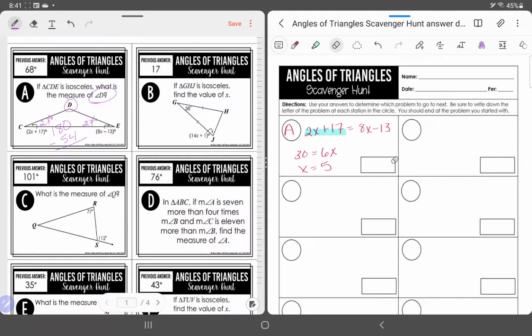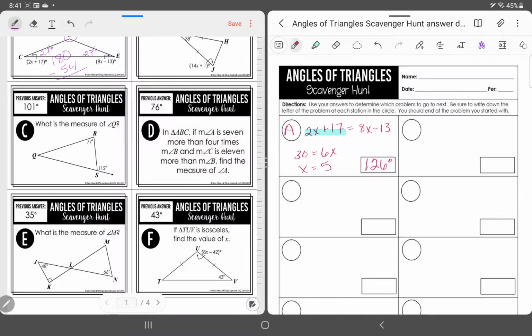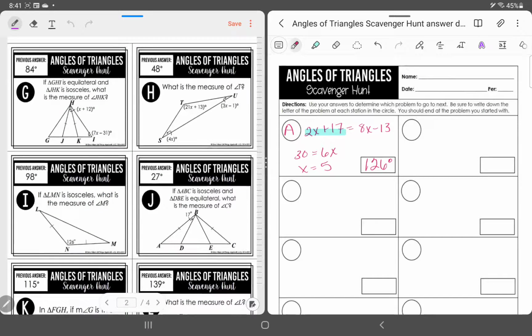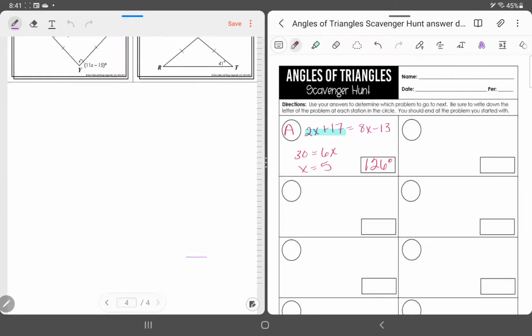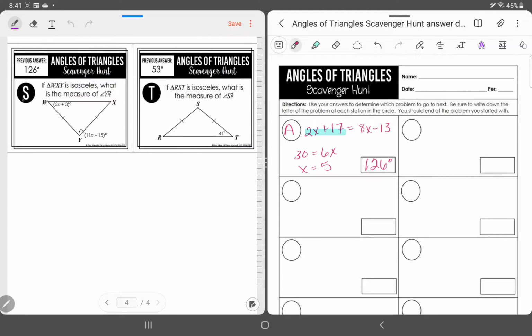You're welcome to just write it out like this. Now, once you find that, notice how it says in this part of the paper, previous answer. So you're looking for something that says 126. You're going to have to flip through the pages and look for a previous answer that says 126. And oh, it's all the way down here. Look at S. That means S is going to be my next problem. So I'm going to put an S in there, and I'm going to work out this problem.